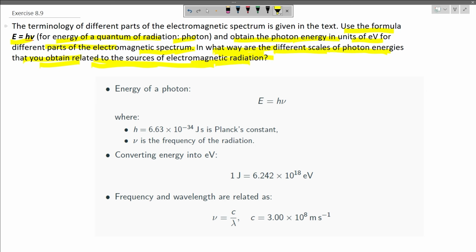So let's start. We know that the energy of a photon is given by E equals h nu, where h is the Planck's constant with the value of 6.63 into 10 to the power minus 34 joule second, and nu is the frequency of the radiation.